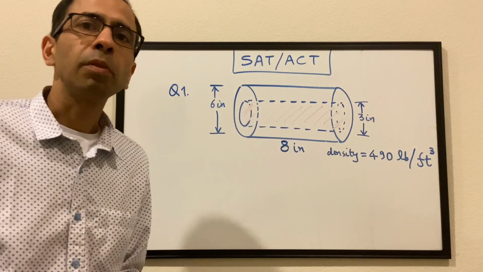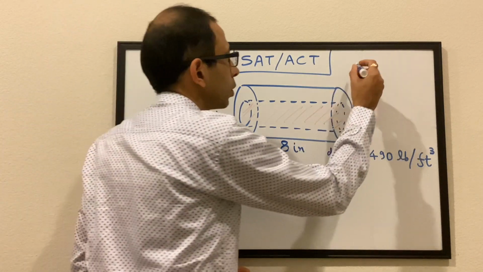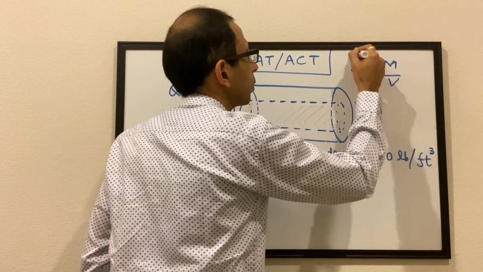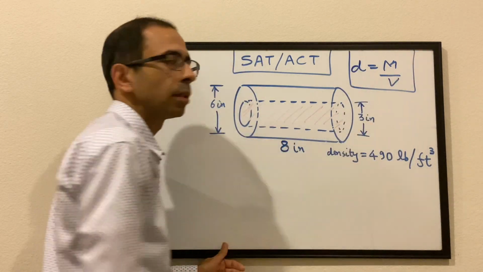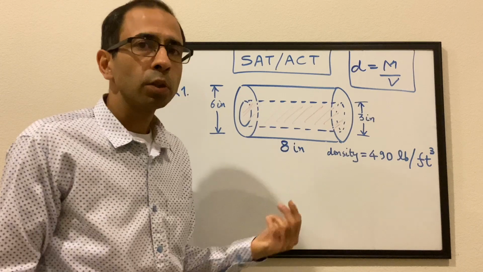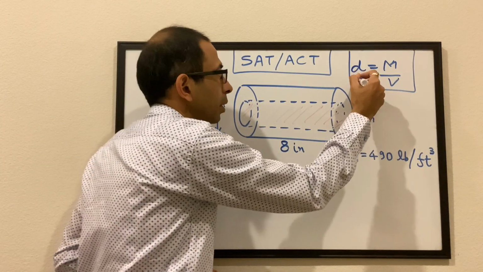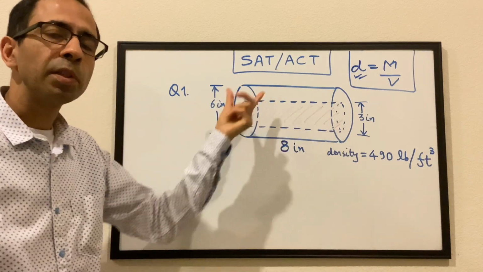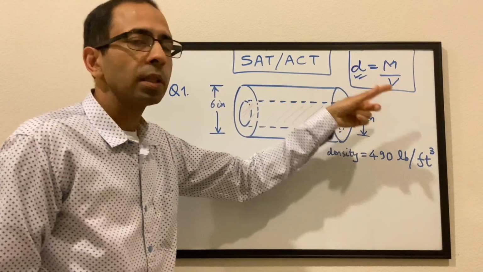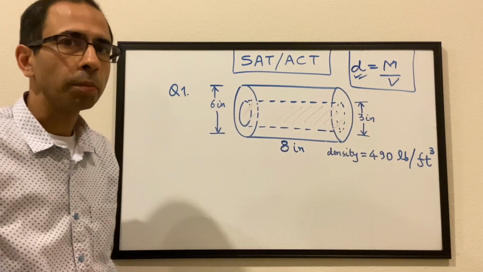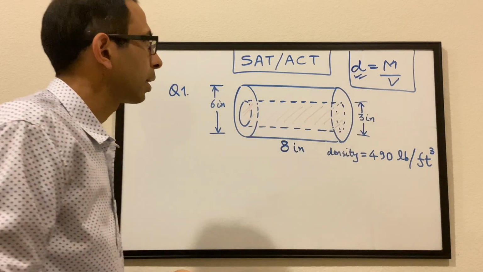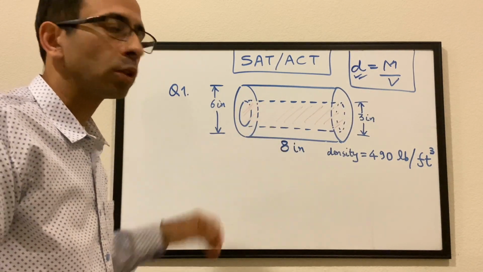So what is the relation between the density, mass, and volume? We know density is equal to mass over volume, right? So in this case, density is given. We will see how to use it. Volume is something which we will find from the dimensions given, and then using density and the volume we can find the mass of the object, right? So having said that, let's get started and try to find the volume of this object.